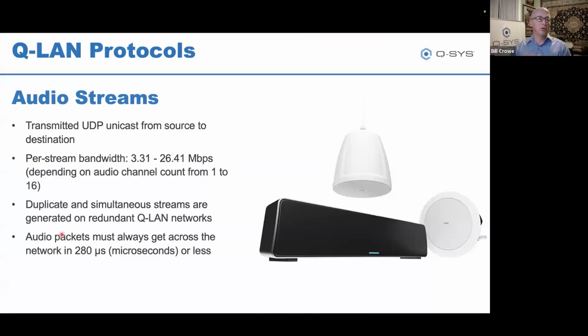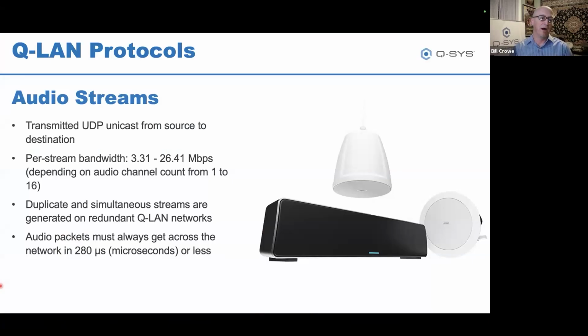Starting with audio, our QLAN audio streams are UDP unicasts from source to destination. Those streams are 3 to 26 megabits per second. The reason there's that range is because each of those streams could consist of anywhere between 1 and 16 audio streams, or audio channels rather.